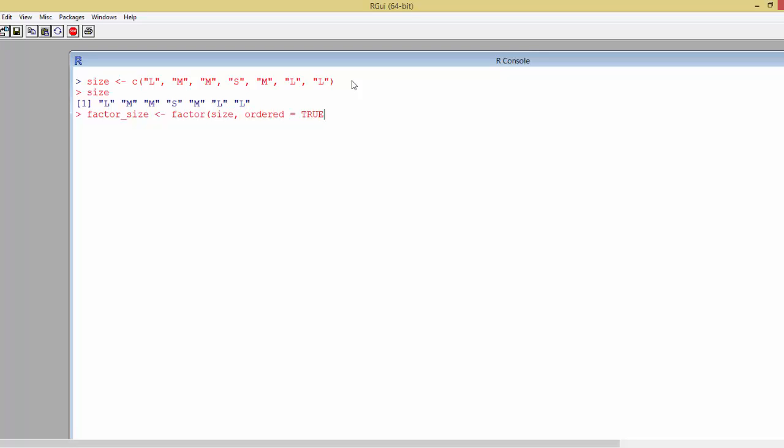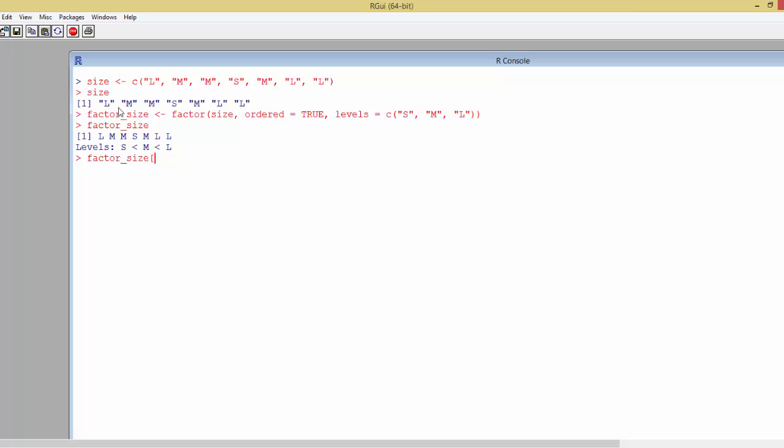So you would say ordered equal to TRUE, and the levels are, the smallest one would be S followed by M. So you're saying basically that S is less than M, and in turn that is less than L. Okay, if you say factor_size, you would get it in this format. So it automatically understands that there is an order to your levels from small to medium to large, where L is the largest size. You can do a boolean and then try to find out whether this is true or not.